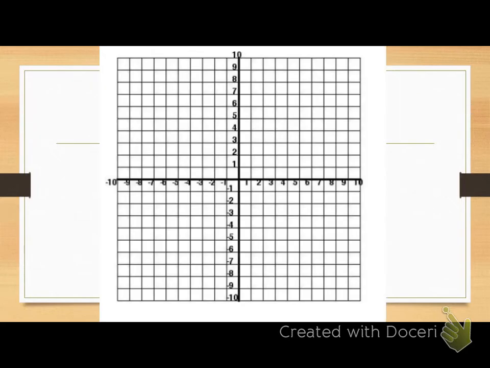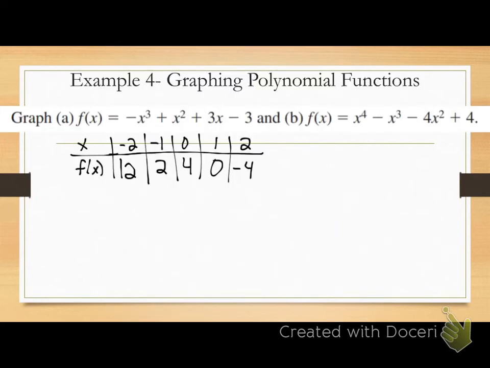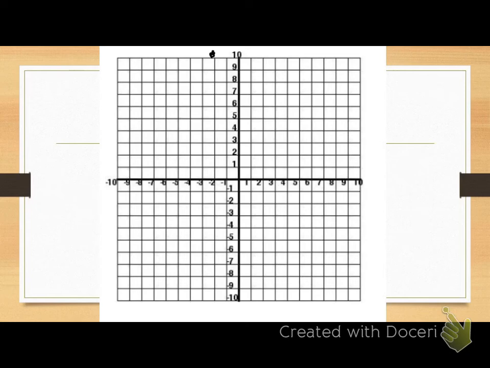So negative 2, comma 12. Negative 2, 12 is somewhere up here off my graph, right? So I'm just going to put that point there. I know that's not quite negative 2, 12. I'm going to put it up there so I don't forget about it though. I just need to know the general direction that negative 2, 12 is. Negative 1, comma 2. Left 1, up 2. There it is right there.